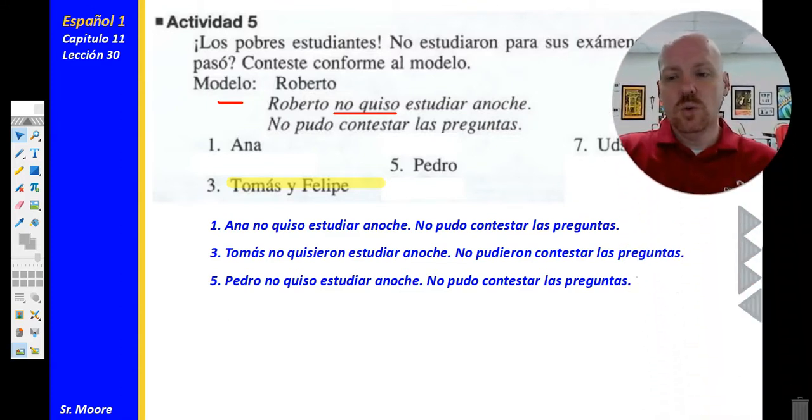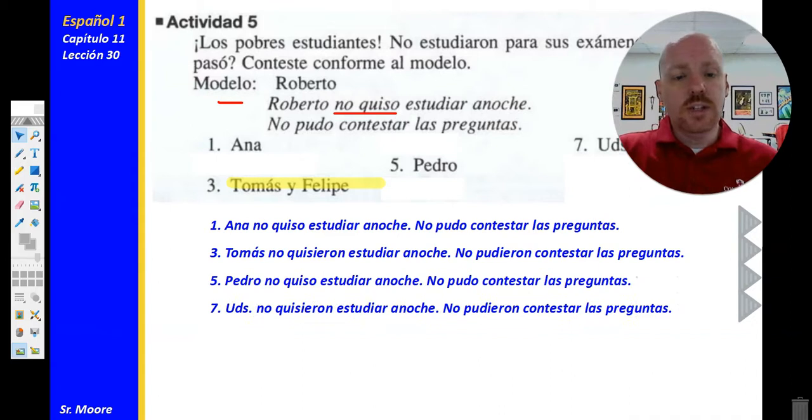Número 7. Ustedes. Ustedes no quisieron estudiar anoche. No pudieron contestar las preguntas. You all refused to study last night. You could not answer the questions. Okay, make sure you've marked any corrections there. If you have any questions, let me know, and we'll work through those.